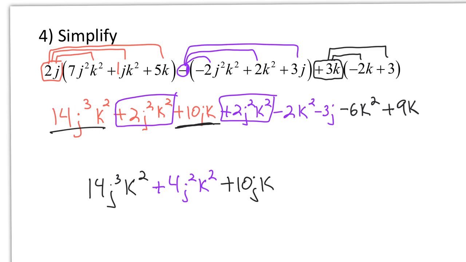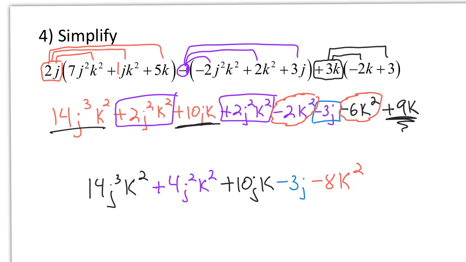Now I'm going to move on to the ones that have only one variable. So let's start with the j. You always want alphabetical order. So the minus 3j, I don't have another term with the j just by itself. So you just bring that one down, minus 3j. And we do have a negative 2k squared and a minus 6k squared. Those are like terms because they have the same variable, k squared, with the same exponent. So negative 2 minus 6, that's going to be negative 8k squared. And the last one, we have a 9k. I don't have another one with the k, so we just bring it down.